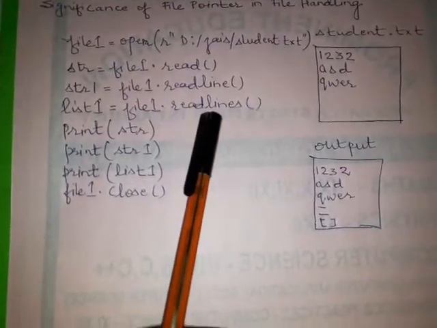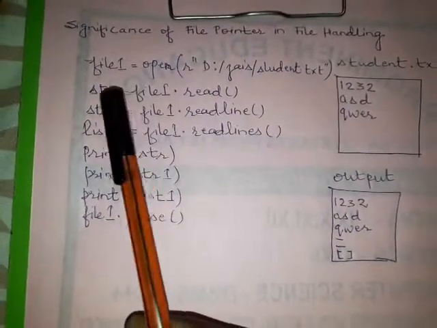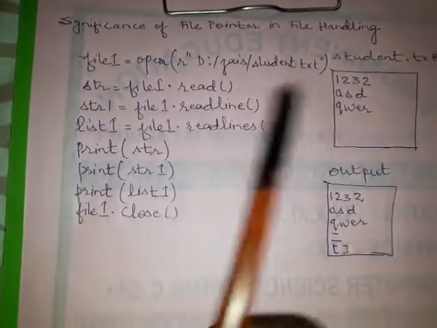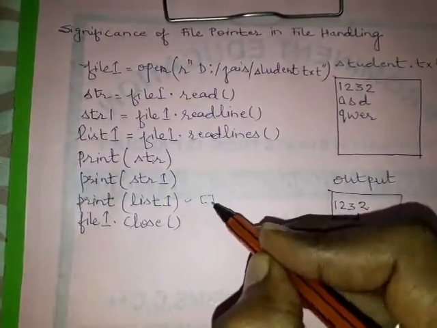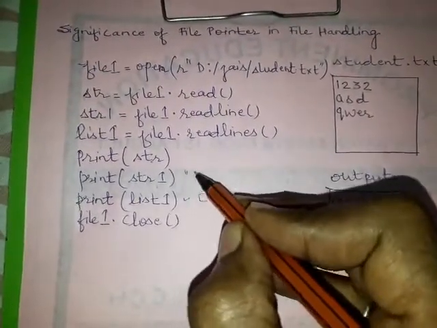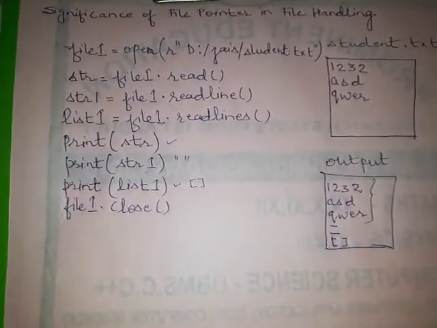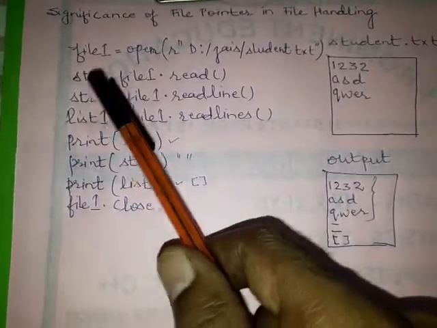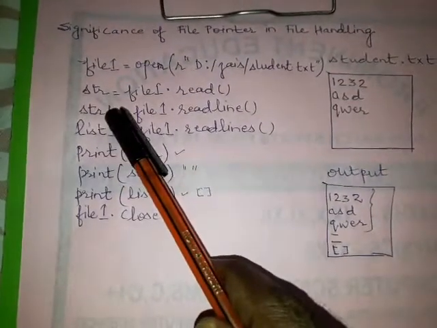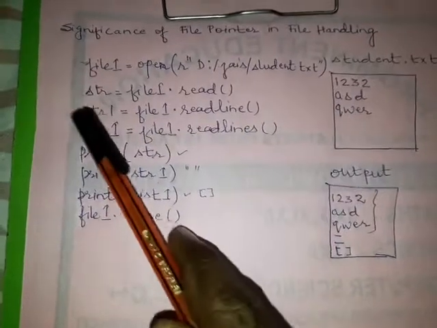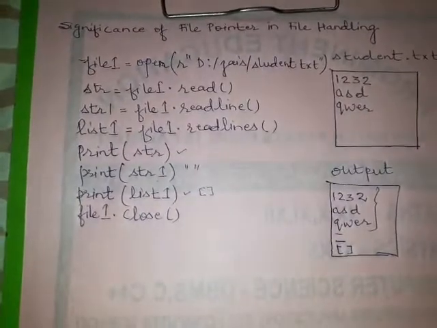I am reading the file by readlines also, by readline also, and by read also. So it means this print will print an empty list. This print will print an empty string, and this print will print all these values. It means str has all the content of the file, str1 doesn't have any content, and list1 is an empty list. It doesn't have any kind of list.